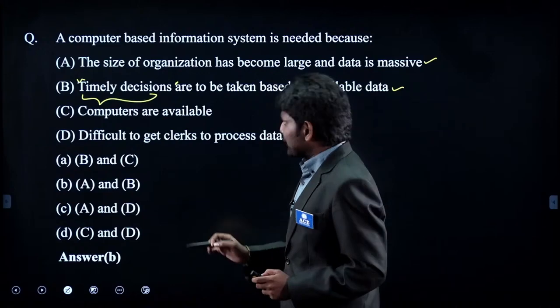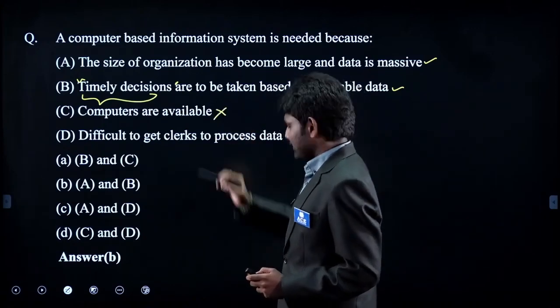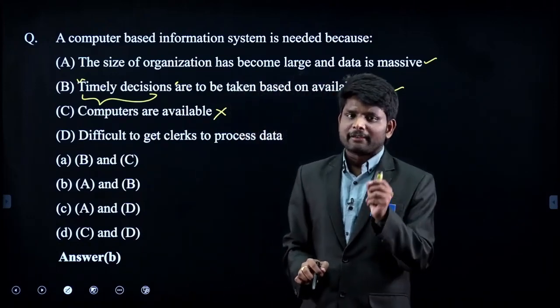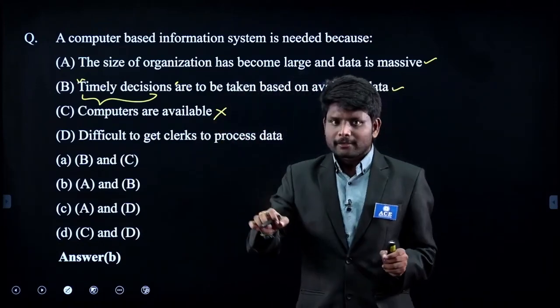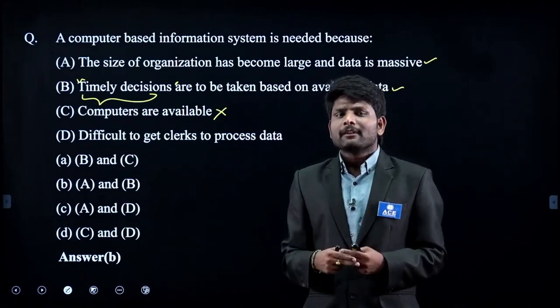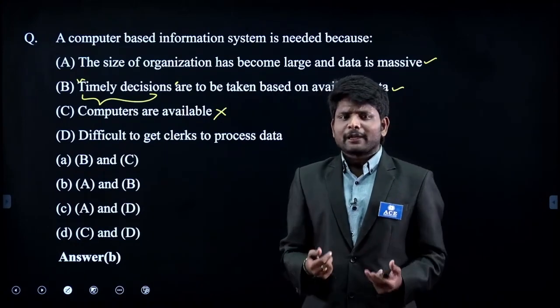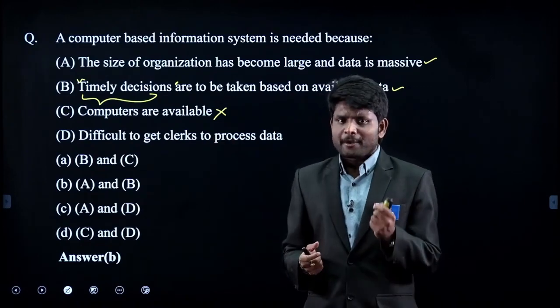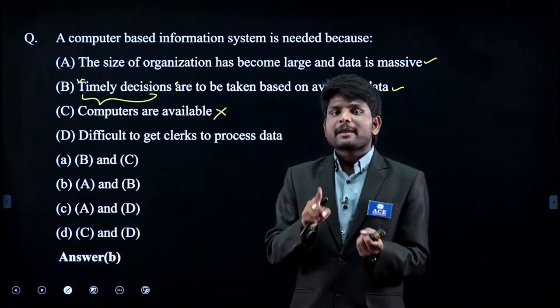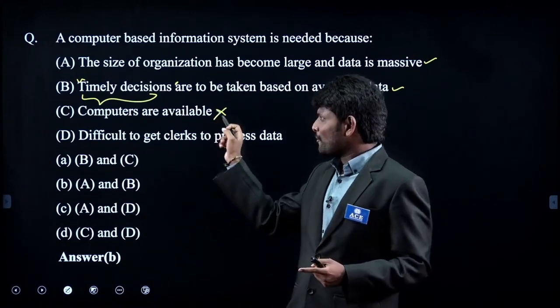Then, computers are available. This is a very funny reason. Just because computers are available, you cannot make use of computers when they are not needed. Let us say if you just want to arrange the data of 10 people, you can do it with humankind only. Why involve computers there? Hope you understood my point. Just because computers are available, you cannot make use of computers. So this is not a valid reason.